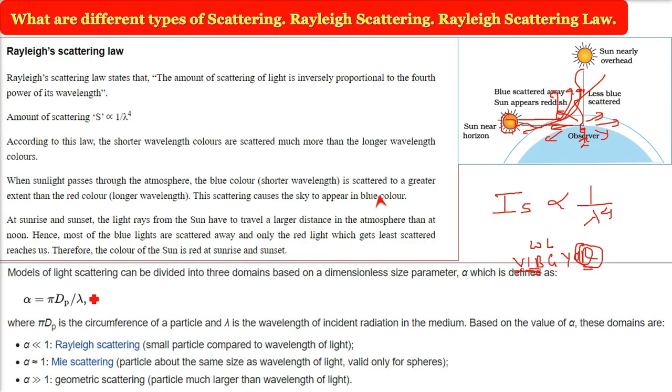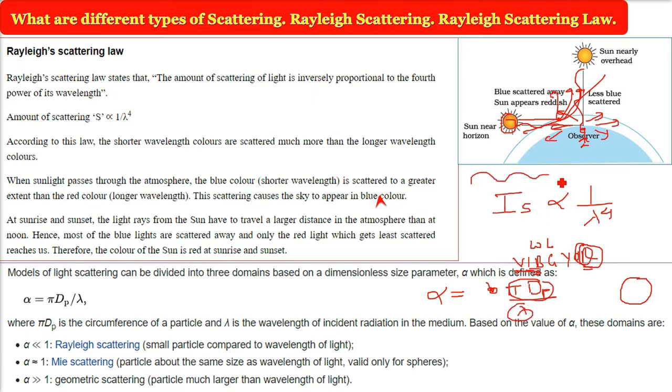The scattering of light can be divided into three domains, and this is based on a dimensionless size parameter. We call it alpha. Alpha is nothing but the circumference divided by lambda. Mostly the particles on earth, like water particles, we assume to be round in shape. So pi times dp is the circumference of a particle, and lambda is the wavelength of the incident light in the medium.